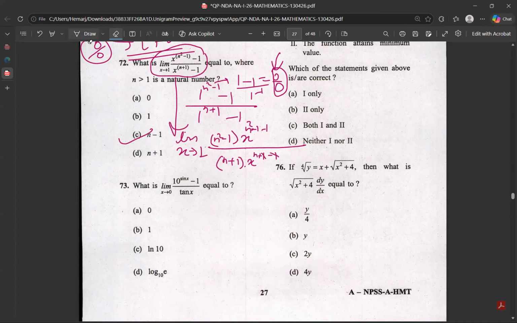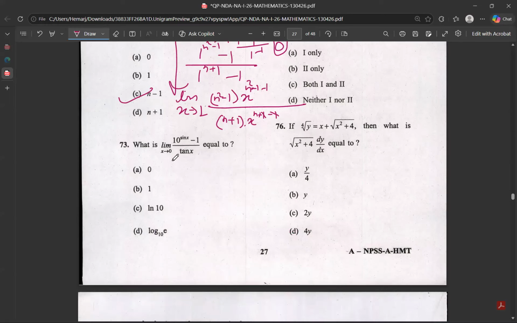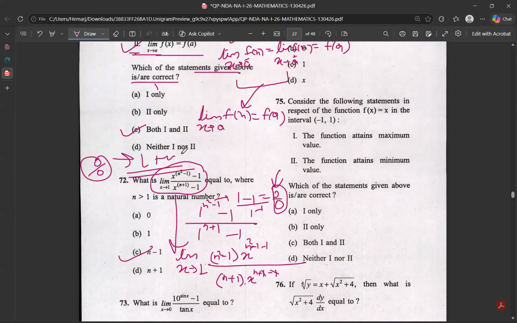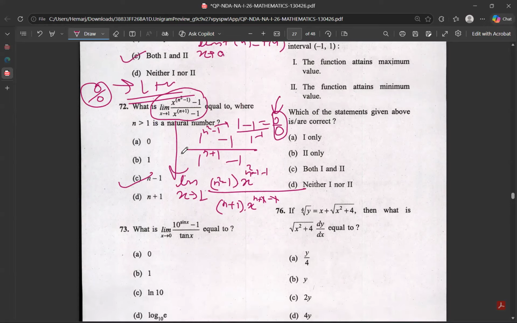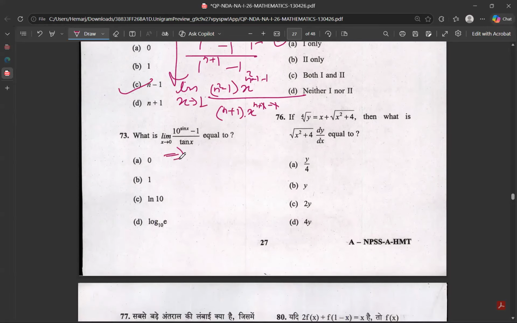Okay, now moving ahead to question 73. What is limit x tending to 0? Again, a question from 0 by 0 form. So if you see, even from a single concept, from a single rule, L'Hospital rule, we got two questions. That's great. So let's solve this question.